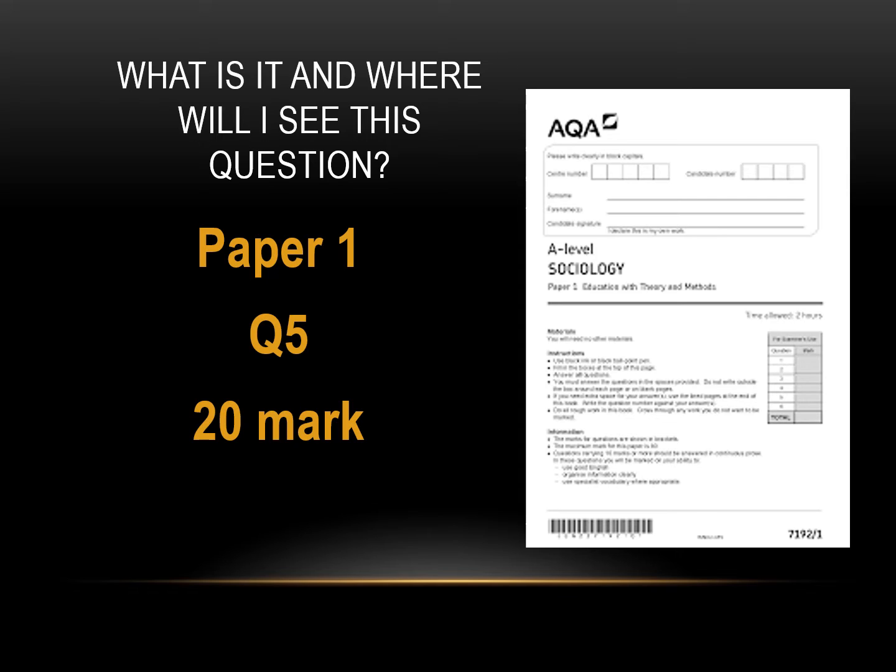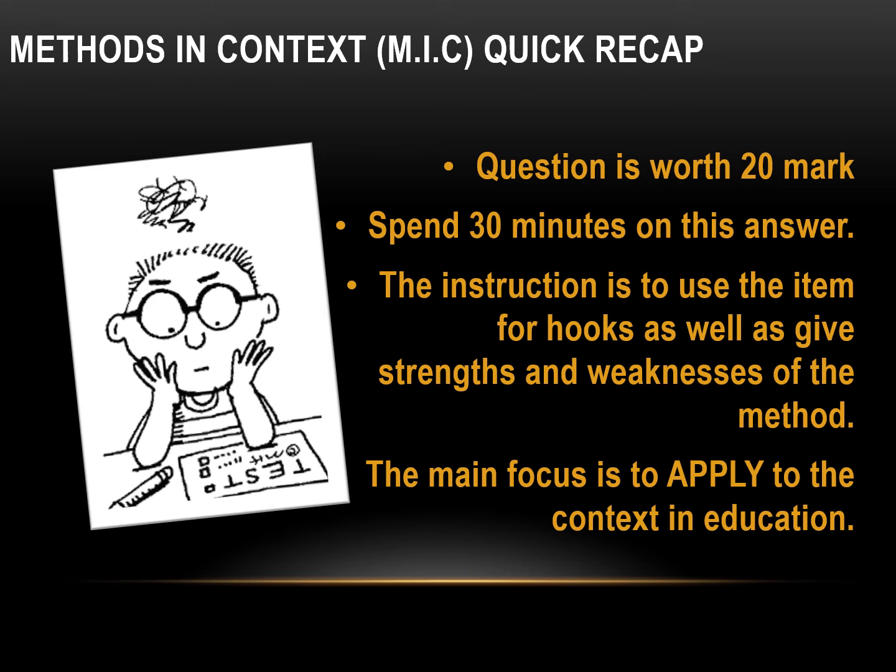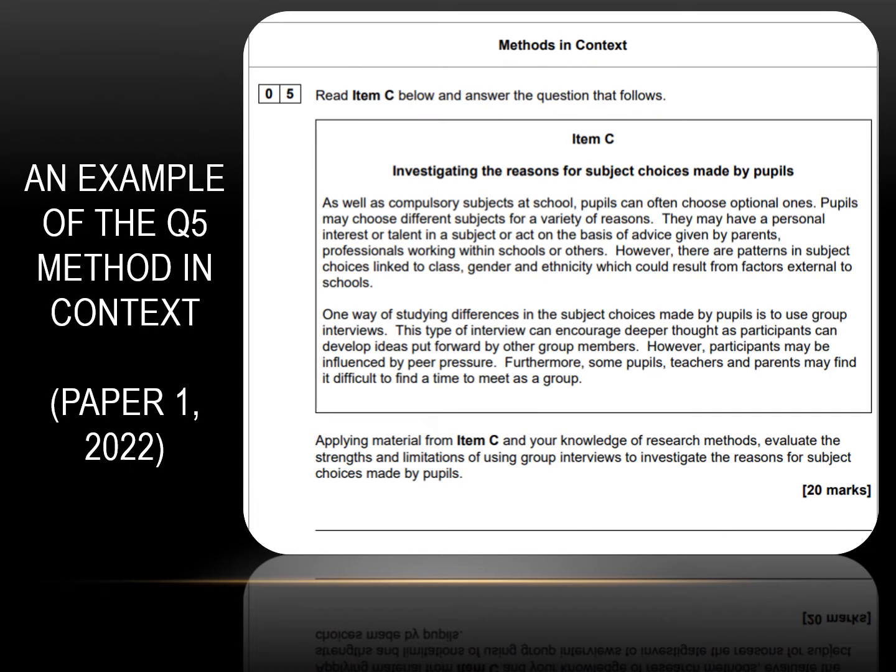This is a method in context question, and it is question 5 on Paper 1, the full A-level paper. It is an essay worth 20 marks, so you would spend 30 minutes on this answer. The instruction is to use the item, as well as give the strengths and weaknesses of the method, but the main focus is to apply it to the context of education.